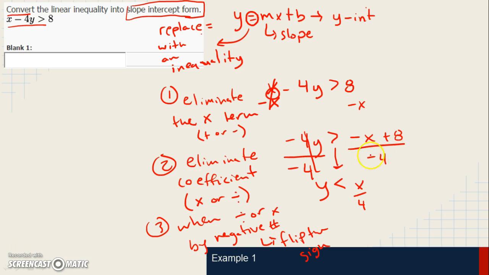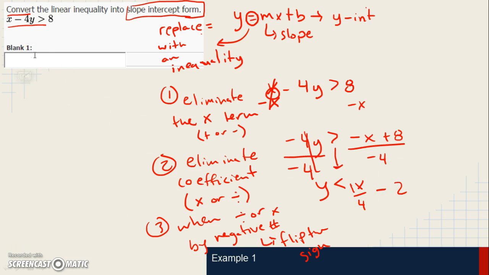And we can divide -4 into 8. So we've got a positive divided by a negative is a negative, and 8 divided by 4 is 2. So now we've got our inequality in slope-intercept form. We've got the slope, which is technically, if we put a 1 right here, 1 over 4, and our y-intercept is -2. So we can close it out by typing it in.